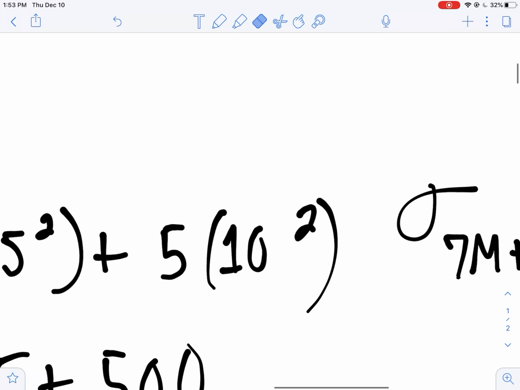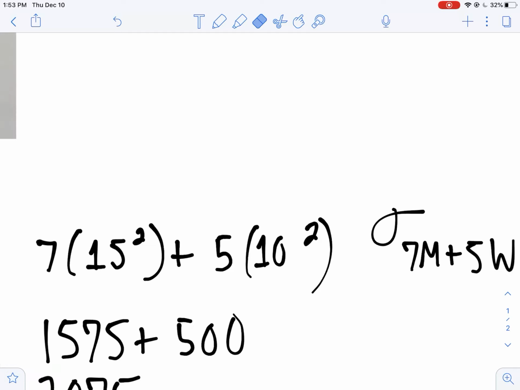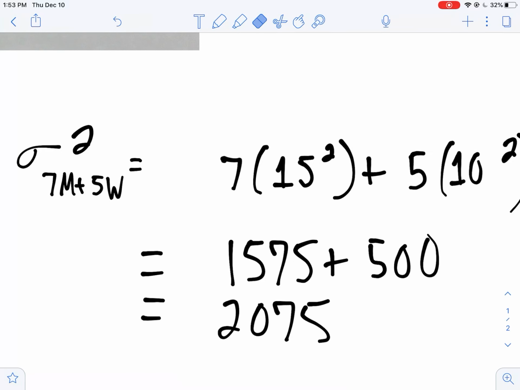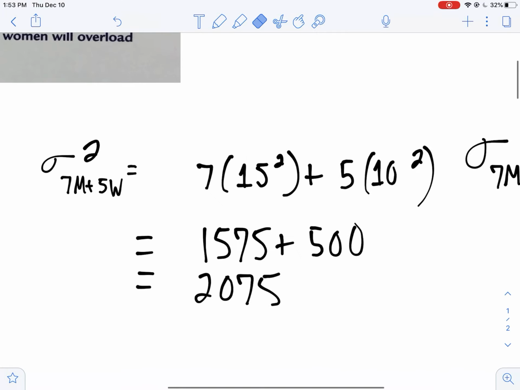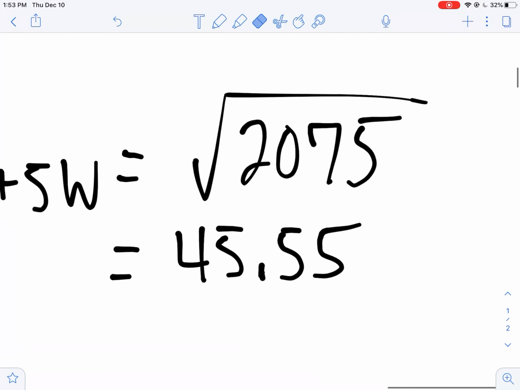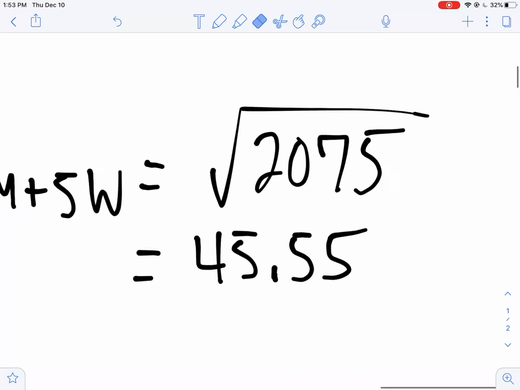So again, I did the same thing with the women. I could have written individually 10 squared plus 10 squared plus 10 squared. But instead, I went with multiplying. A little bit easier. And then I figured them out individually, and I got a variance of 2,075 pounds. Now remember, the variance is the average squared distance from the mean. To find the standard deviation, just square root that 2,075, which I did. I got about 45.55. Hopefully you guys got something similar when you did this, especially if you're doing it along with me.